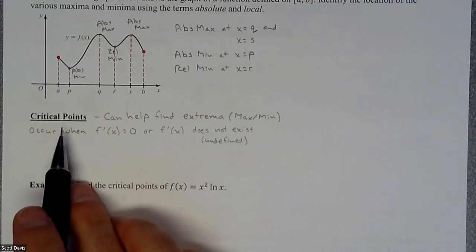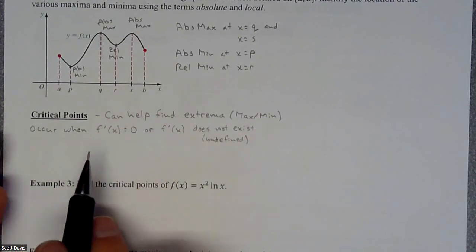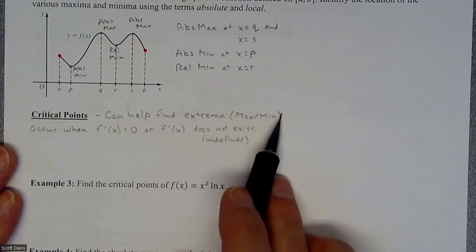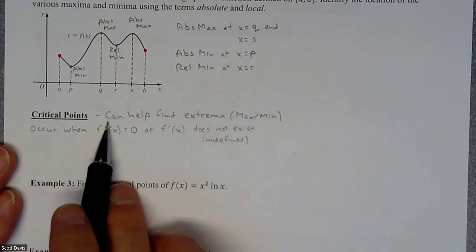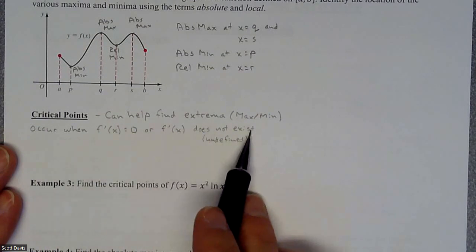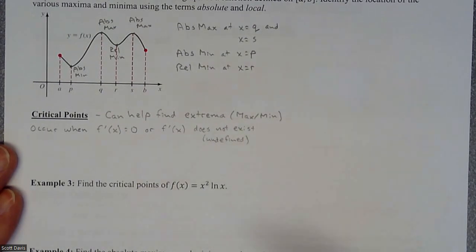In this example, we're going to be talking about critical points. We're going to try to figure out what that is and how we find them. They can help us find some extrema, some maxes and mins. They occur when we take the derivative and set it equal to 0, or when the derivative does not exist, aka undefined. So some asymptotes potentially in the original graph.